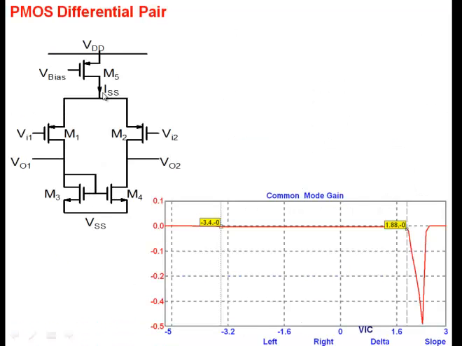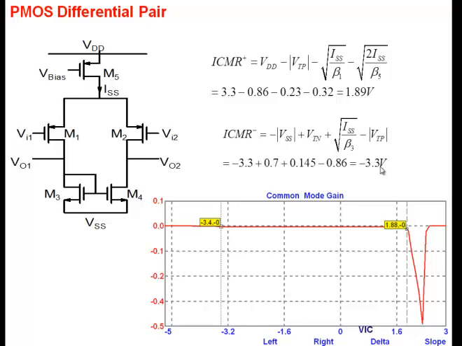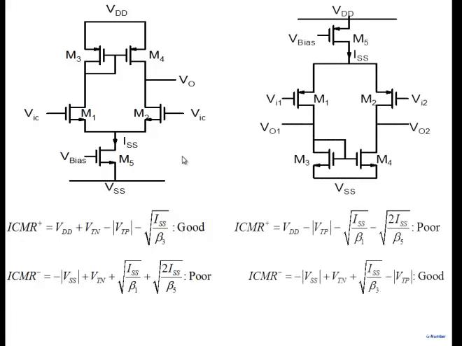If I go into PMOS, what will I find? Note here, we will find ICMR plus is bad, ICMR minus is good here. All right. So, for example, ICMR plus for a PMOS differential pair here is 1.89, and ICMR minus is minus 3.3. So here is the situation now. For the NMOS pair, ICMR plus is good, goes beyond VDD. ICMR minus is poor. PMOS differential pair, ICMR plus is poor, ICMR minus is good.